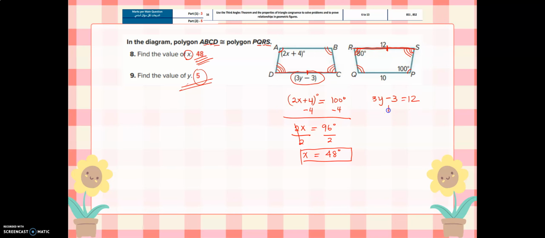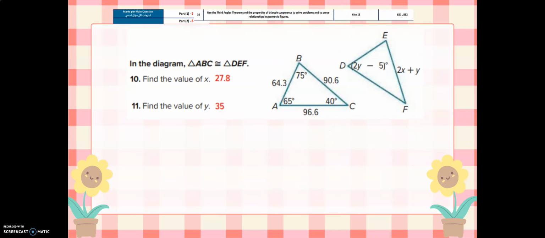Okay, so by addition property, I'm going to do it this way. Have here 3y, this goes 0, and 12 plus 3 is 15. And divide both sides by 3 by division property, and our y is equal to 5. Okay, so this is the same answer as this. So this is all about this problem. Now let's move on to the next, the same problem.